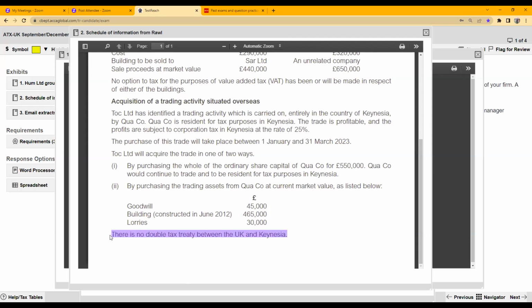If there is no double tax treaty between the UK and the country of Kinesia, then the profits are subject to tax in both countries, and DTR would be available in this situation. Double tax relief is available at the lower of the tax paid in Kinesia and the tax paid in the UK.